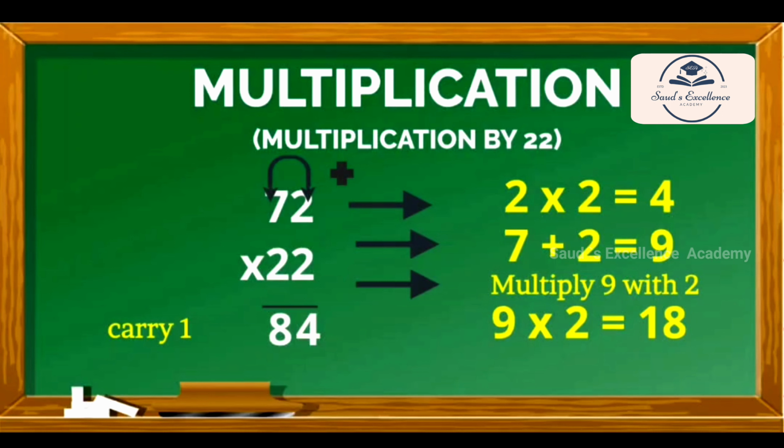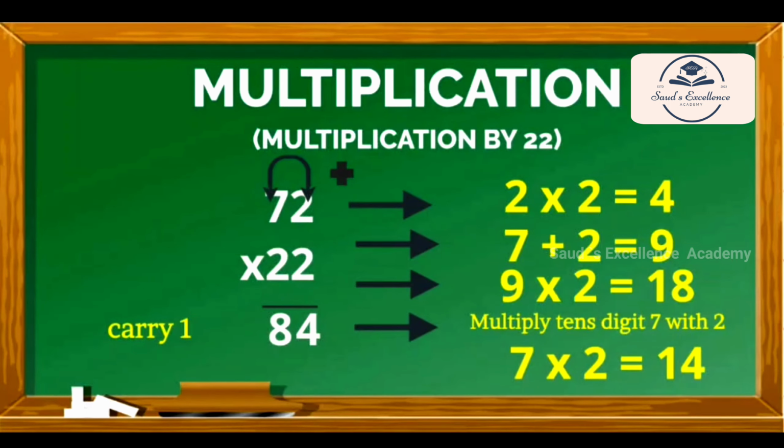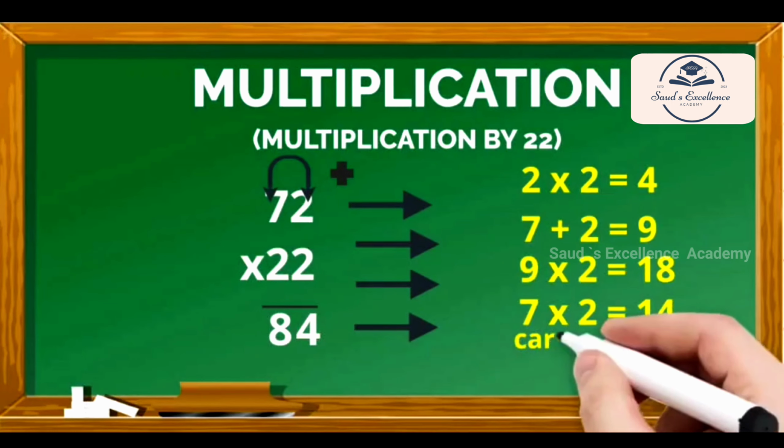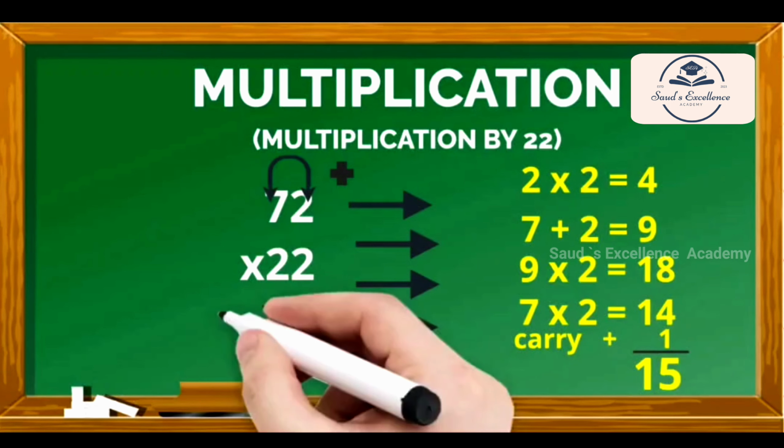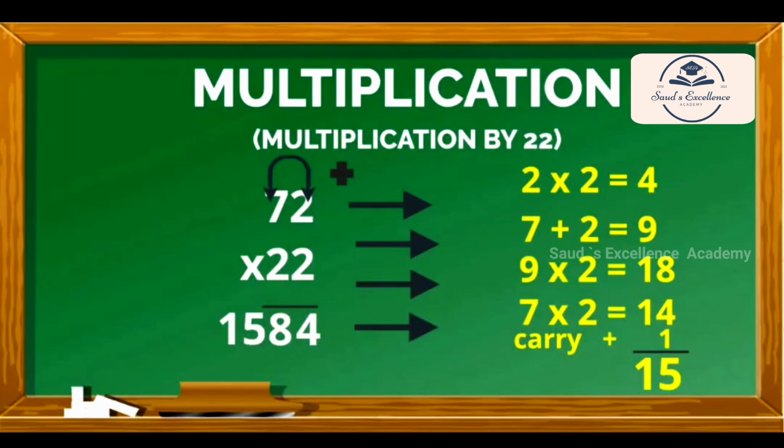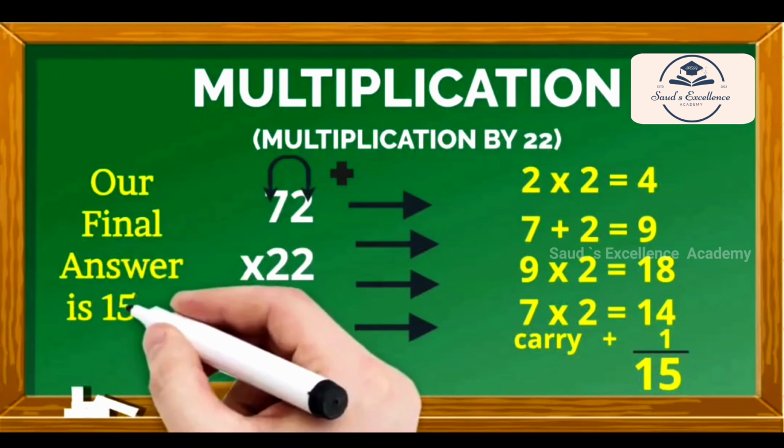And have carry 1. Multiply tens digit 7 with 2, get 14. Now, we add carry 1 and get 15. We write 15. Our final answer is 1584.